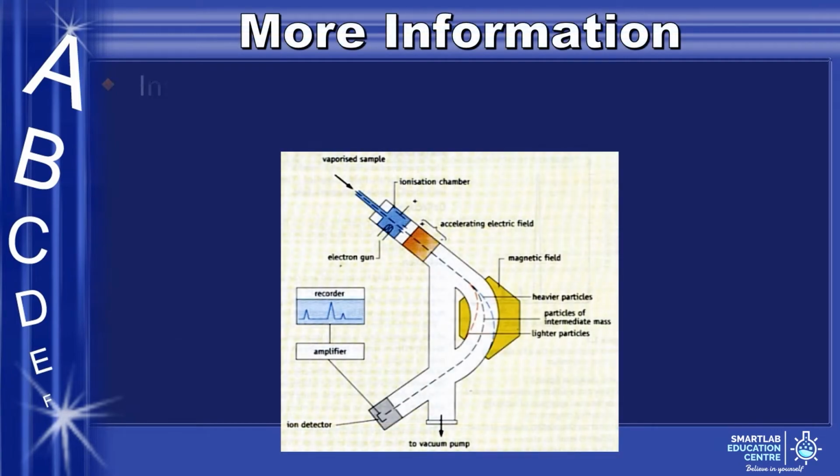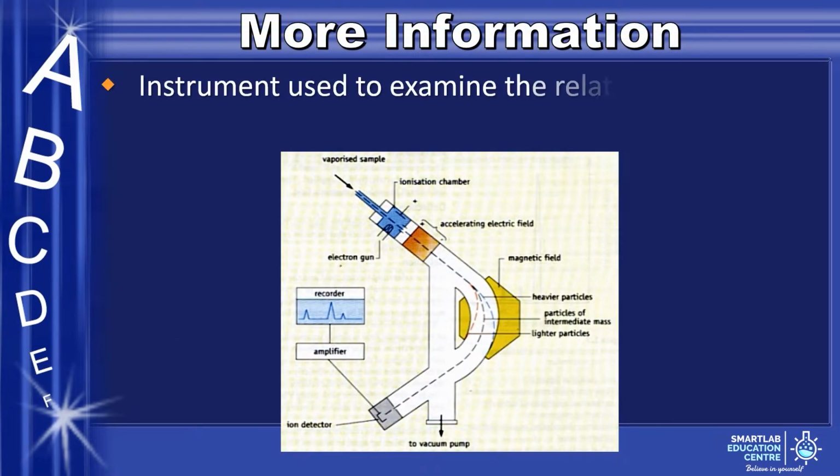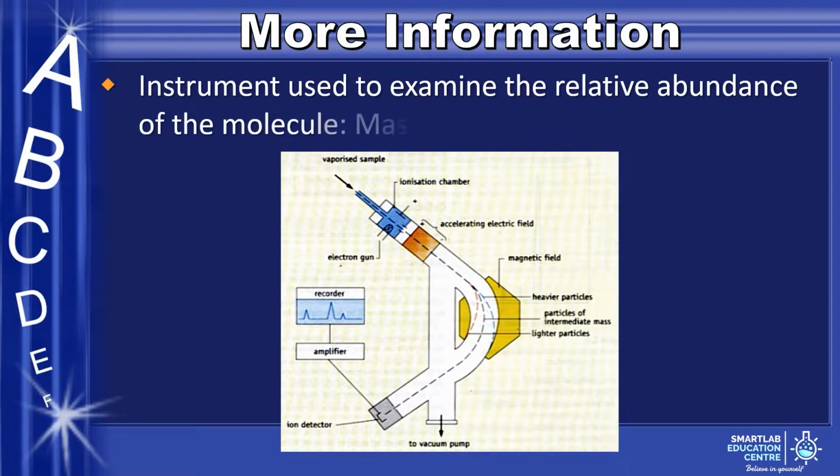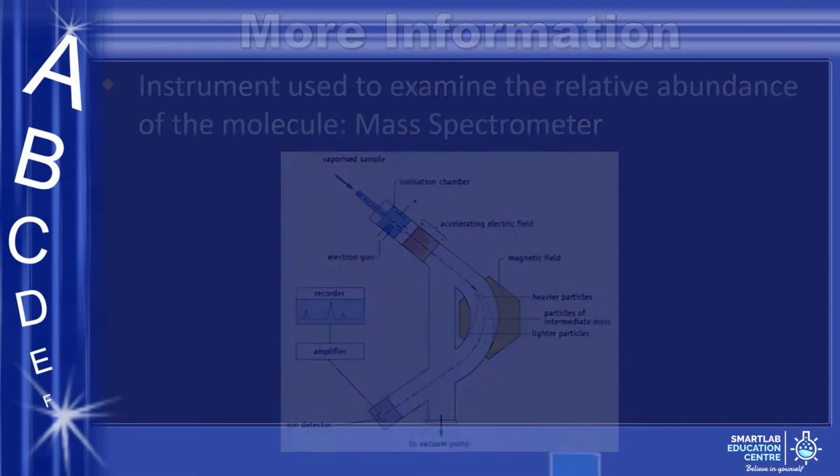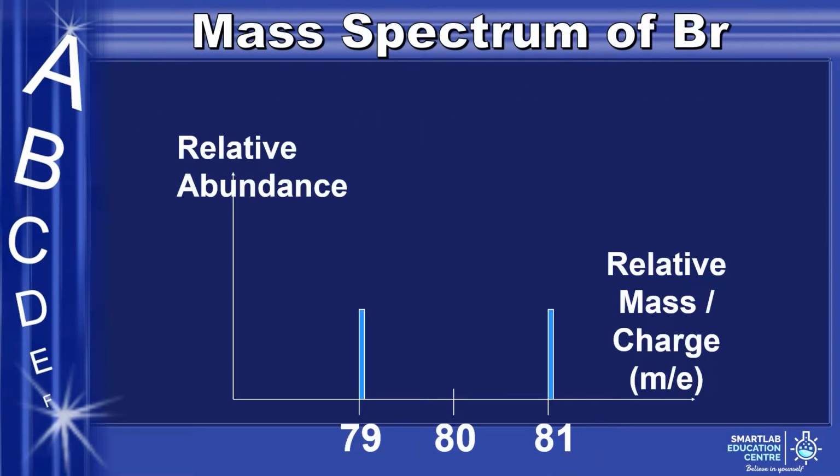Here is some additional information, where the instrument used to examine the relative abundance of the molecule is known as the mass spectrometer. Given the graph below of the relative abundance of different bromine isotopes, calculate the Ar.